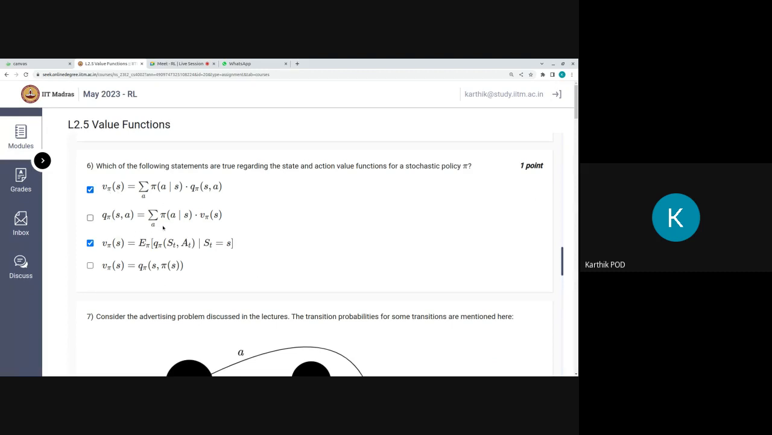The second option is incorrect. It doesn't make sense to have this probability here anyway. Why do you think the last option is wrong? V pi of s equal to Q pi of s comma pi of s. Any ideas?